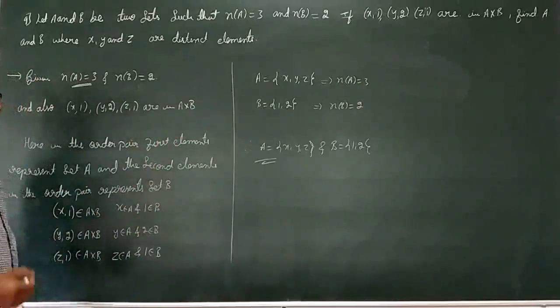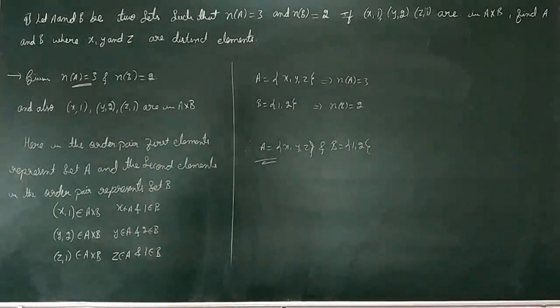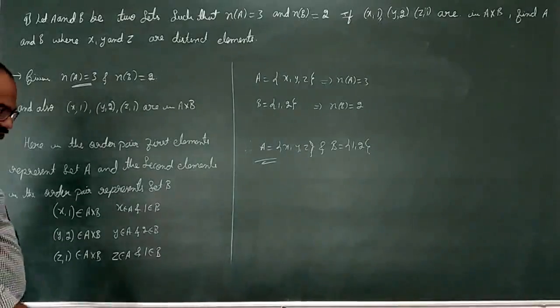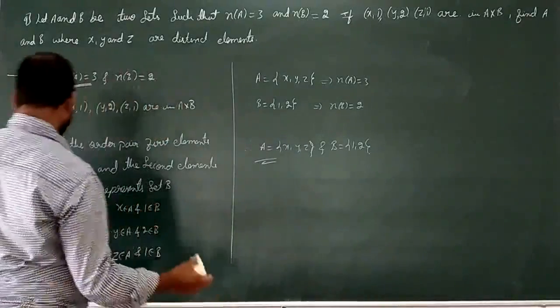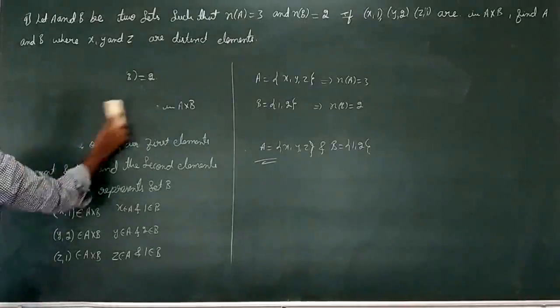Okay, set A is equal to {x, y, z} and set B is equal to {1, 2} are the elements. Okay, write down. And the next question, 10th question.